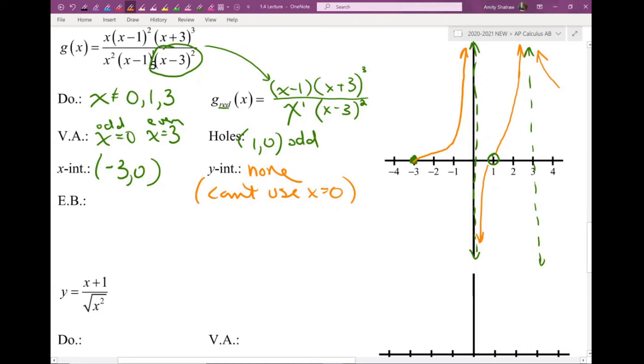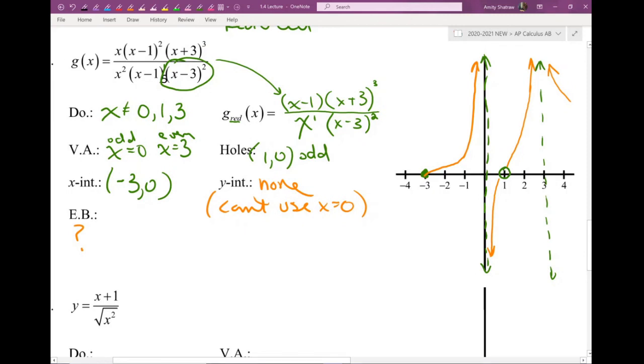So now that we've checked that, let's do end behavior. For end behavior, we want to take a look at what kind of equation we've got going on here. By the way, it doesn't matter if you use the original or the reduced. I'm going to use the original, and then if I have time, I'll use the reduced. Okay, so approximately equal to, ready?